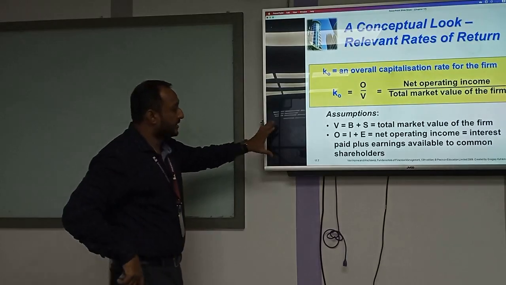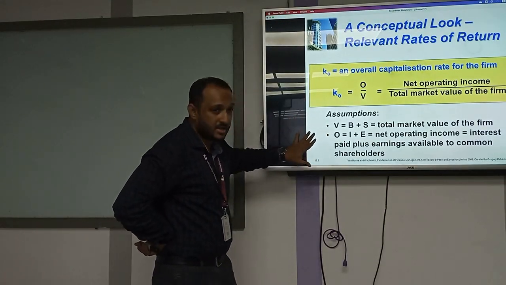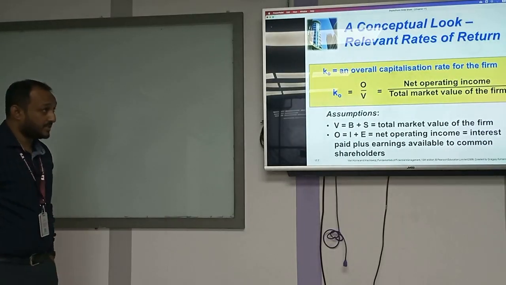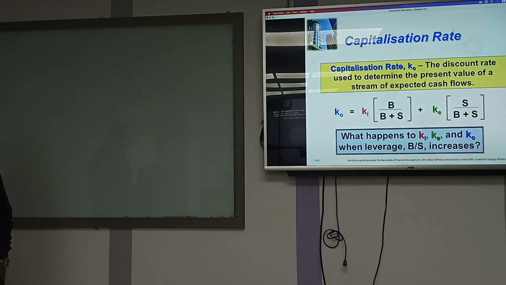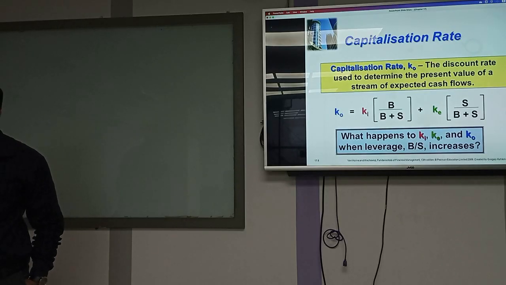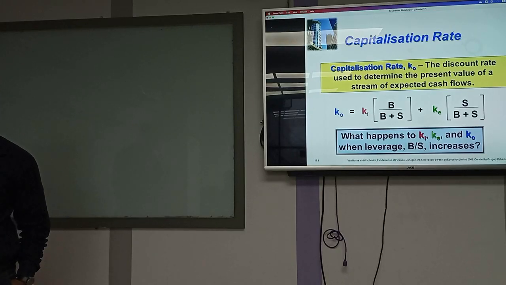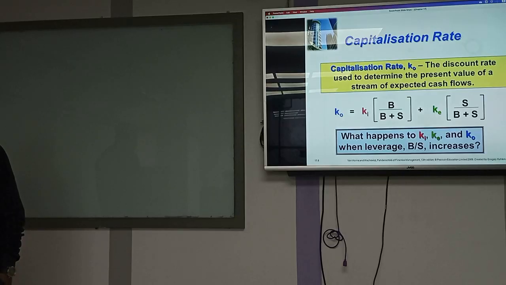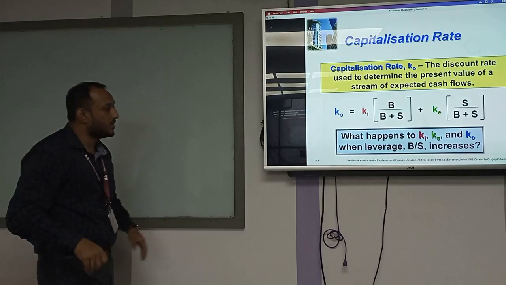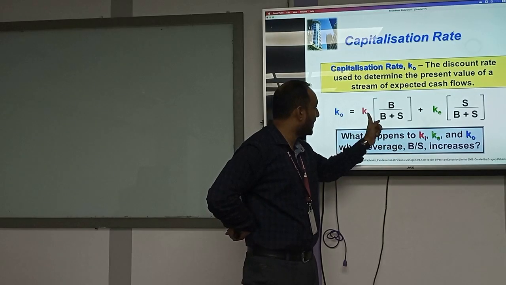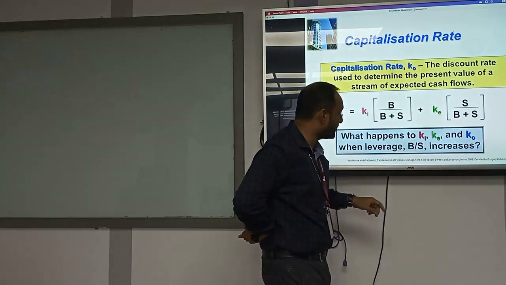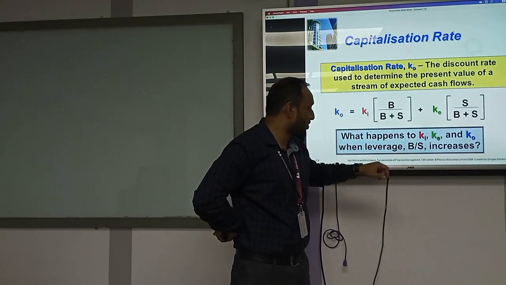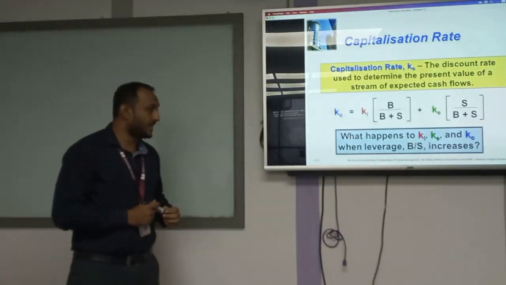Anyway, so clear. So these are the two assumptions of overall capitalization. Okay, then the discount rate is used to determine the present value of a stream of expected cash flows. Already said, right? Now the question asks what happens to KI, the bond or debt portion, and KE, the equity portion, and KO when leverage B divided by S increases.